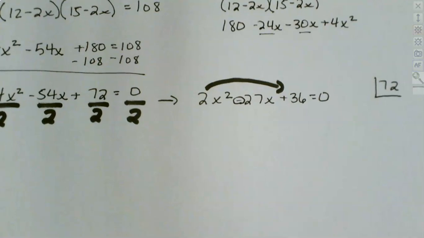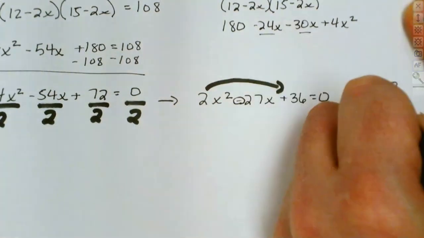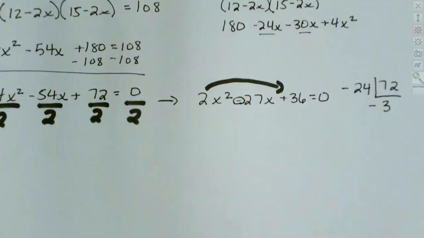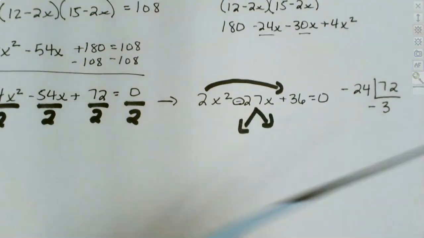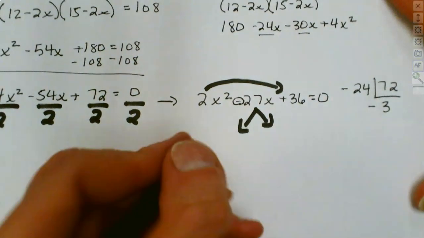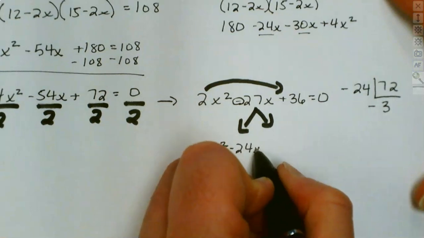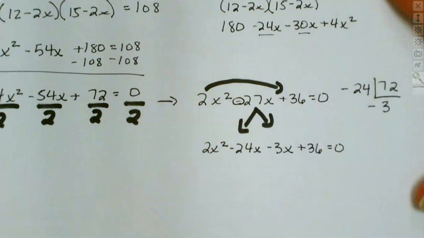So let's try a 3. How about 3 and 24? Well, 3 and 24 gives you 27. So we need a 24 and we need a 3. These are going to be negative because the sign in the middle is negative. Unfortunately, we're going to have to factor by grouping because of the 2 in front. So now I have 2x squared minus 24x minus 3x plus 36 equals 0.